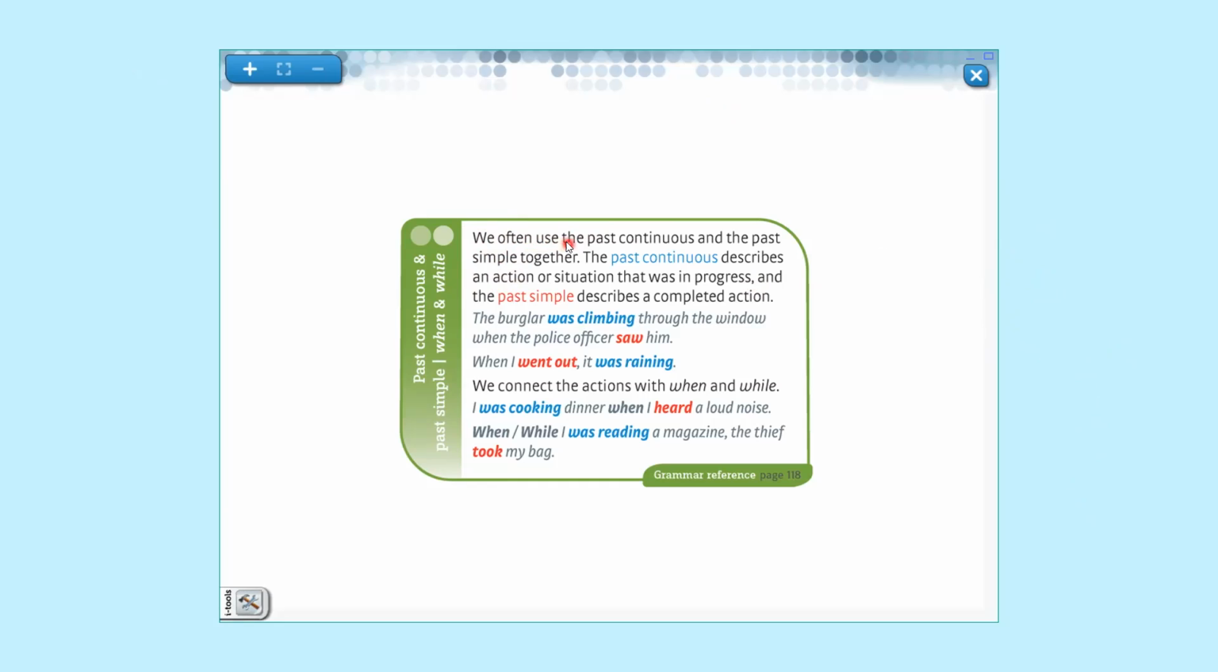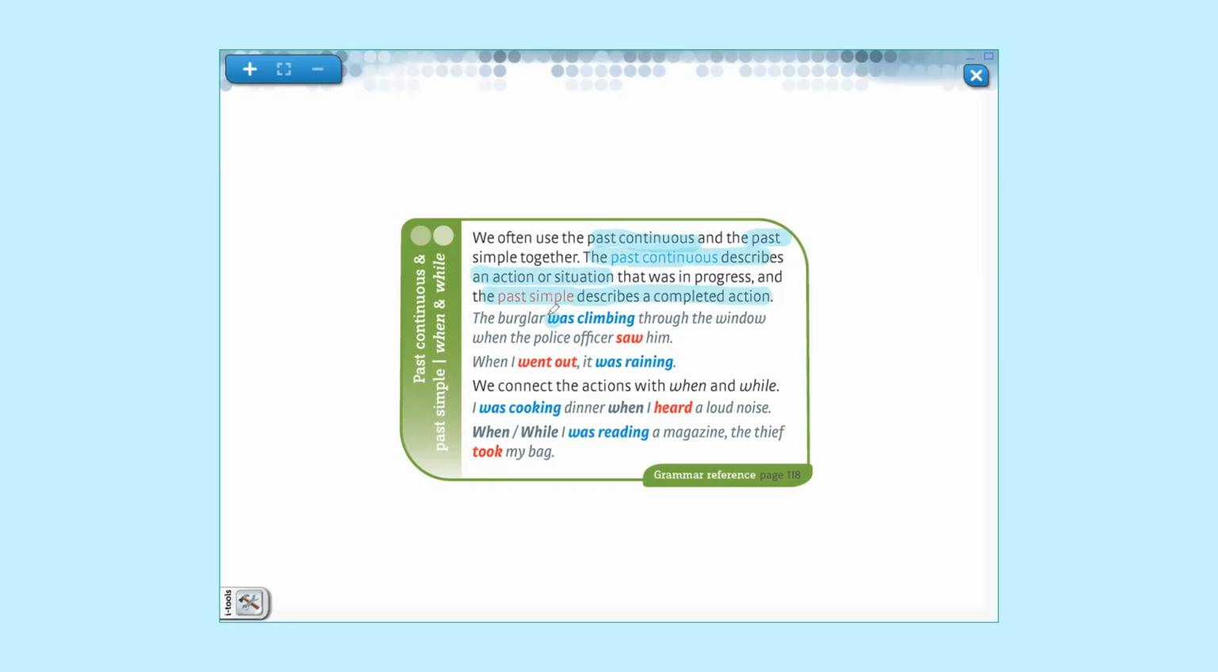We often use the past continuous and the past simple together. The past continuous describes an action or a situation that was in progress, and the past simple describes a complete action. Okay, continue.